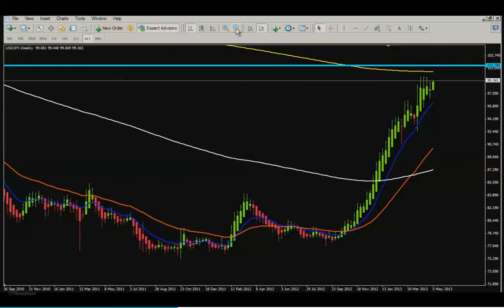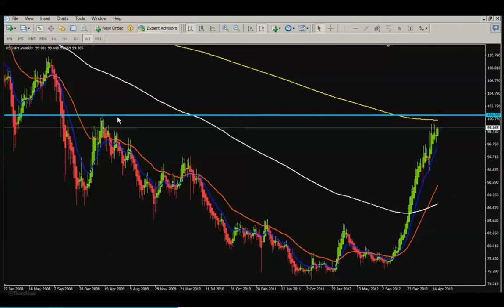You can squeeze it a little bit so you can zoom out and look at that. Remember our resistance coming from the monthly. On the weekly it looks even better. Now you want to find yourself support, horizontal support. You take your horizontal line.